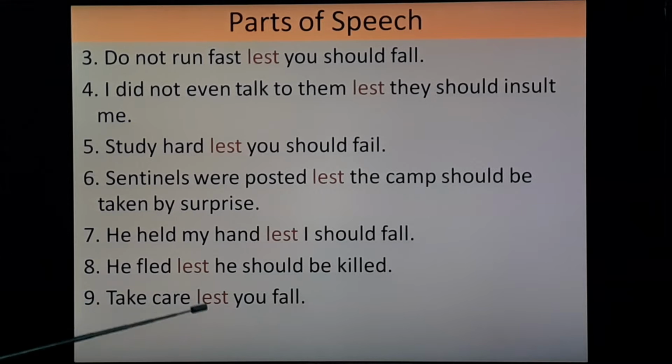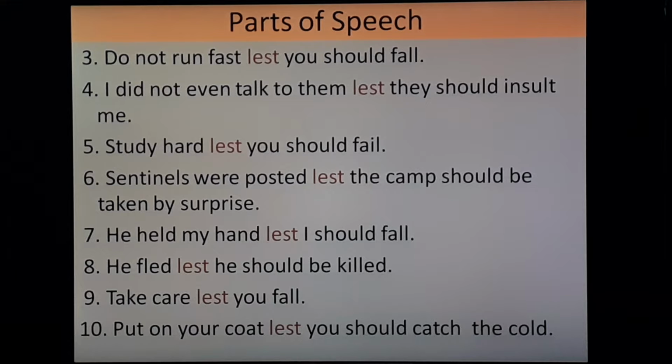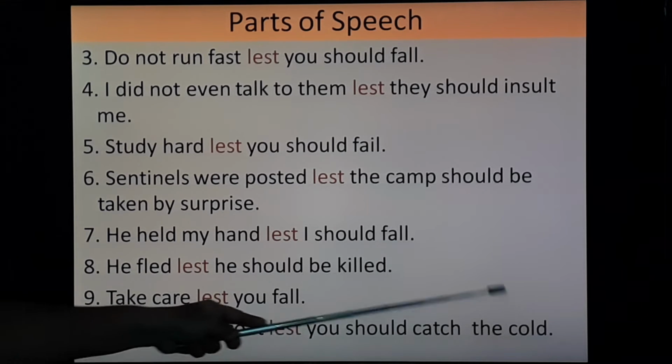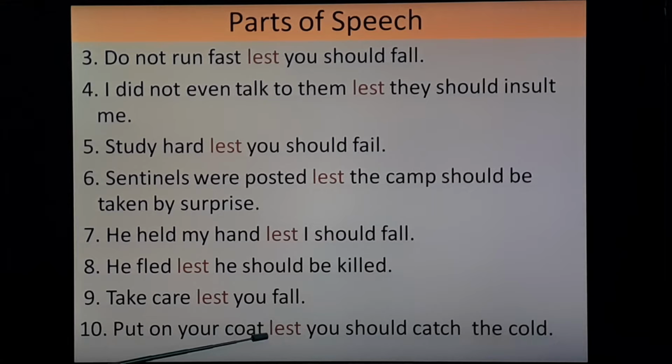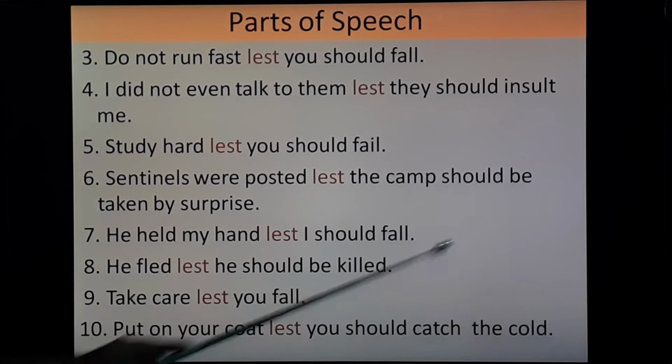Take care lest you fall. So take care of yourself. Lest means in case you fall. Last one, put on your coat lest you should catch the cold. Put on your coat in case you should catch the cold. That is the meaning. So in order to prevent something, that is you should catch the cold.